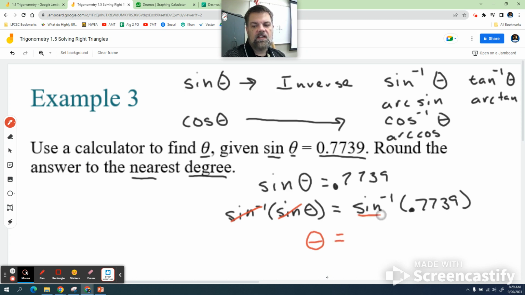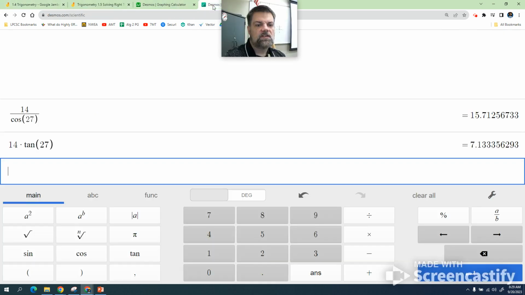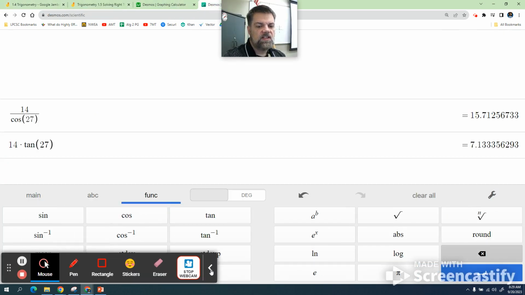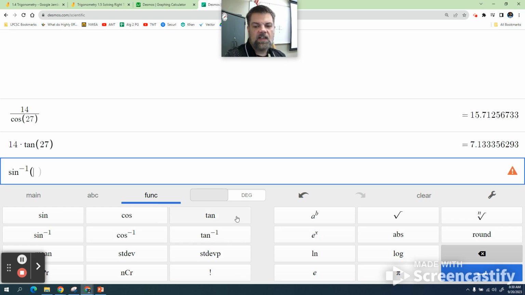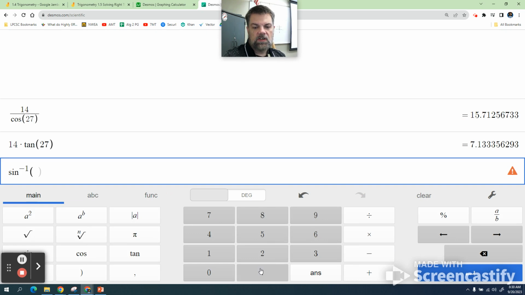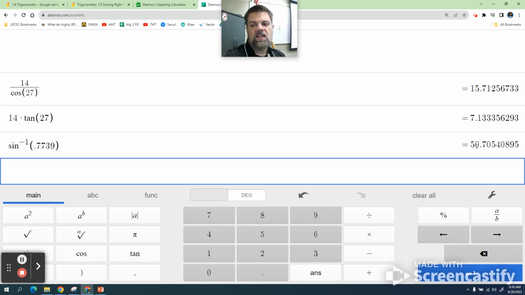And then this right here, this is a number. So if you go to your calculator, and if you're using Desmos, you just hit this function button, and there it is, arc sine, the inverse of sine, and then I'm just going to plug in the number 0.7739, close it, and it said round to the nearest degree. So if I have 50.7, what's the nearest degree? 51.